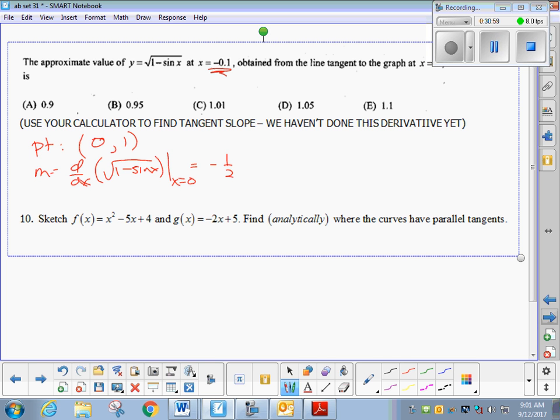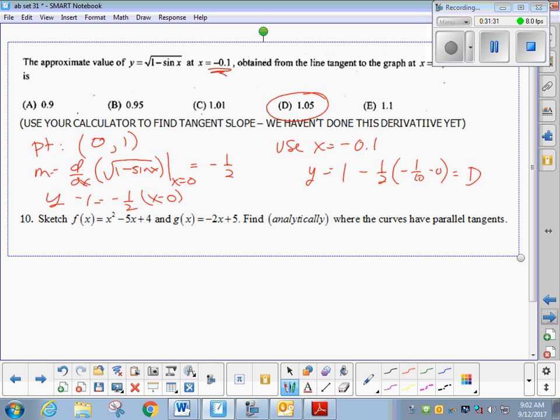Okay, so the tangent line then is y minus 1 equals negative 1/2 times x minus 0. So if you then use your tangent line with an x of negative 0.1 in it, you get y is 1 minus 1/2 of negative 1/10 minus 0, which is actually 1/120th. Right?